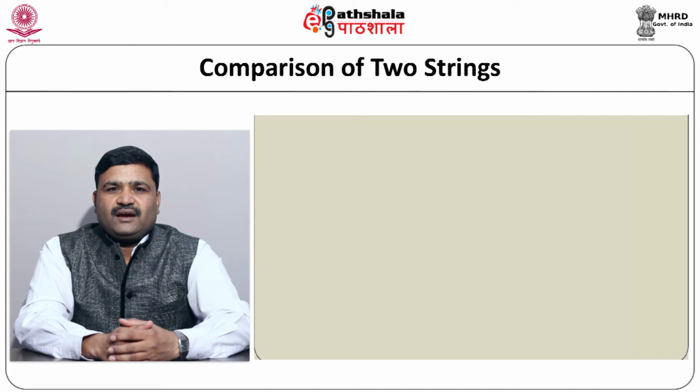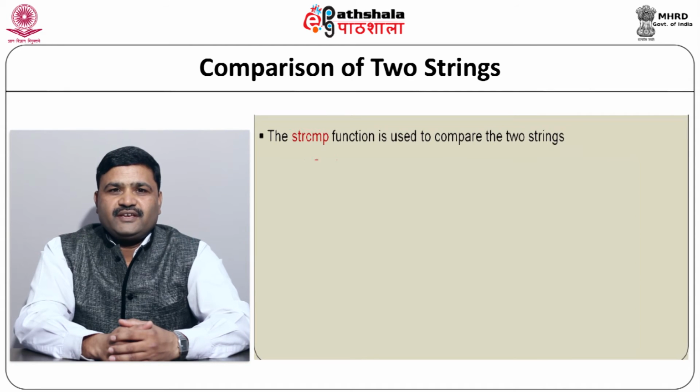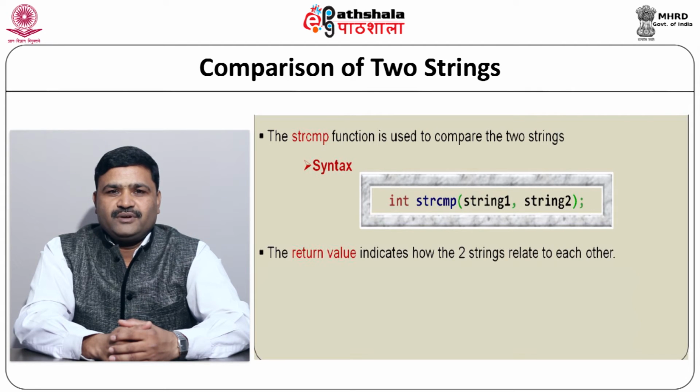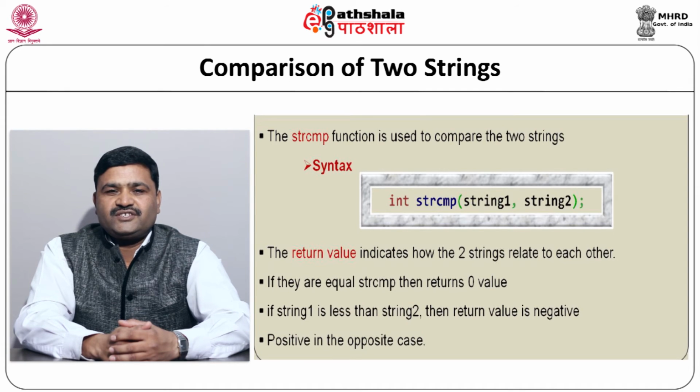Now let us see how to compare two different strings using a string function. In this you can see there is a simple syntax for comparison of strings, that is strcmp(string1, string2). If you use this command in your computer program, then you can compare string 1 with string 2. If string 1 and string 2 are equal, then the result will be 0. If string 1 is greater than string 2, it will return a positive value. If string 1 is less than string 2, then it will return a negative value.